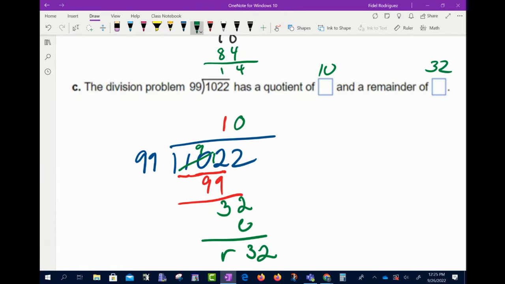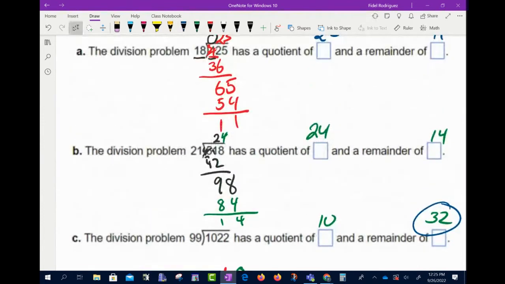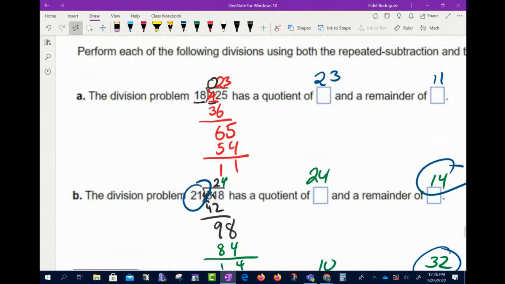And if y'all remember, back in elementary school, the idea is that my remainder should always be smaller than our divisor, right? So the remainder should always be smaller than whatever we're dividing by, right? So 11 should be smaller than 18, okay?